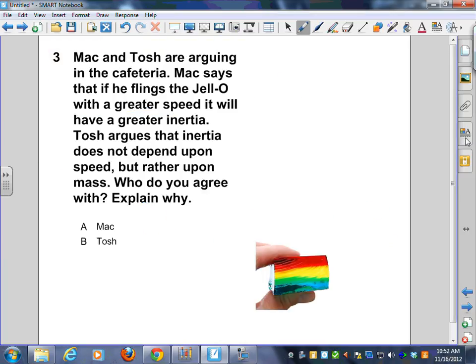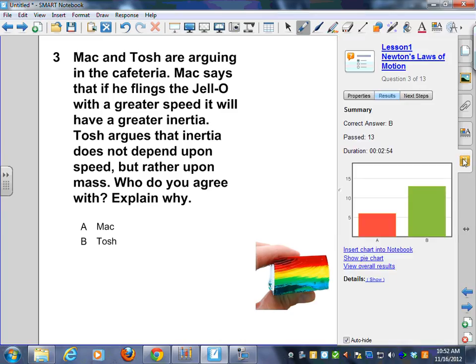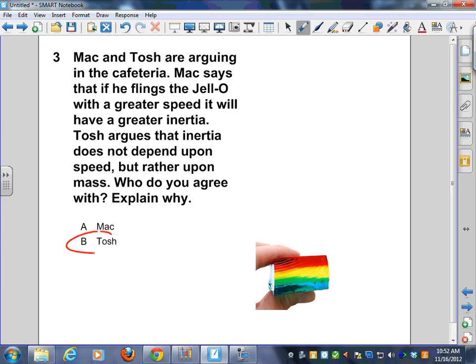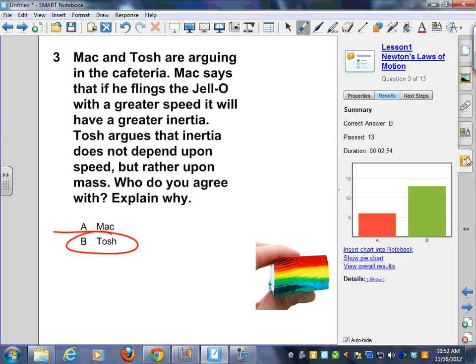Number 3. Correct answer is B, Tosh. Inertia does not depend upon speed, but rather mass. Bigger things are harder to get to move. What depends upon speed and mass is what we call momentum, and momentum is not the same as inertia. So inertia is dependent on mass. That's correct, and those of you jotting down little important things might want to jot that down. Inertia is dependent upon mass.